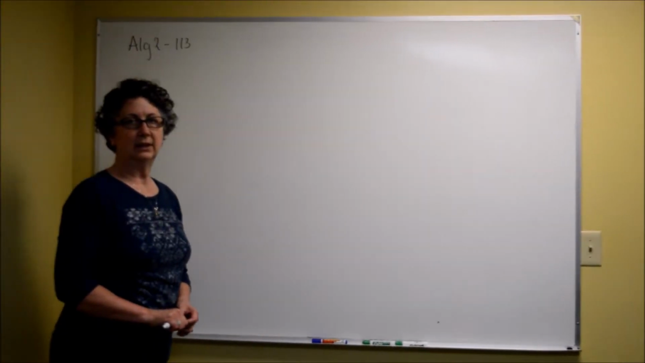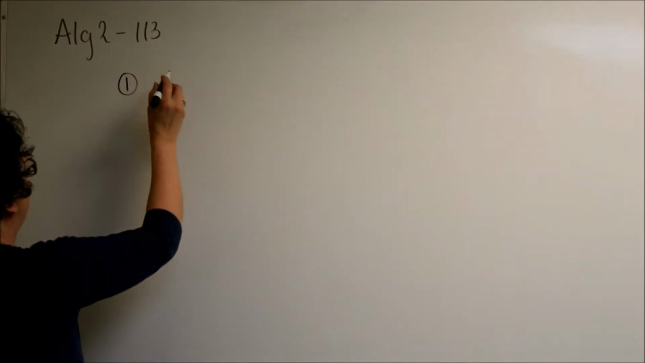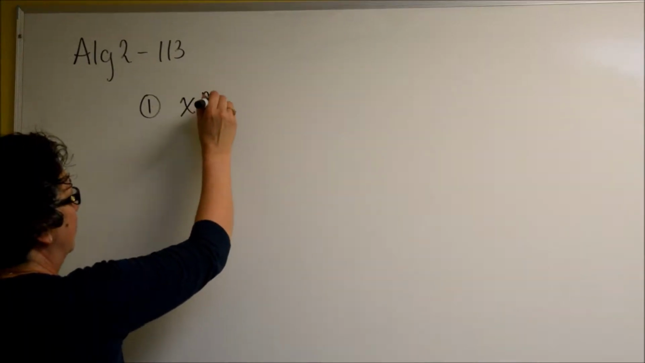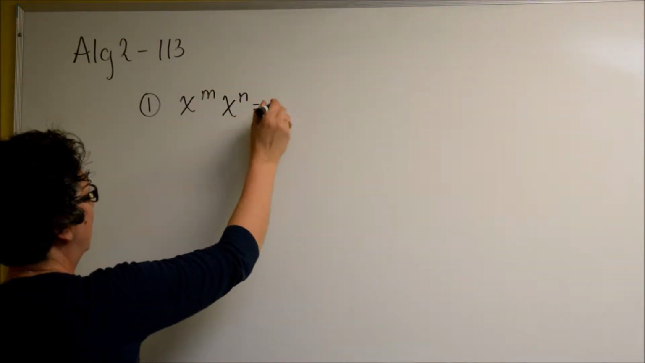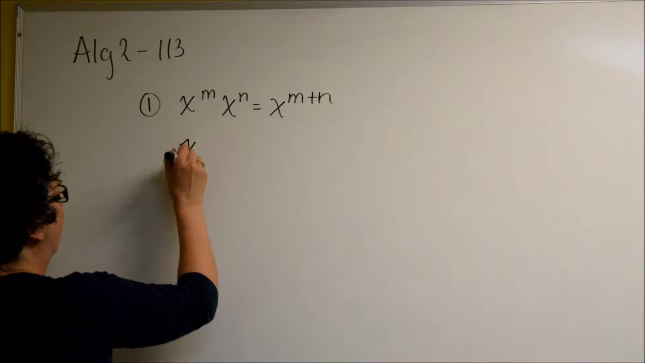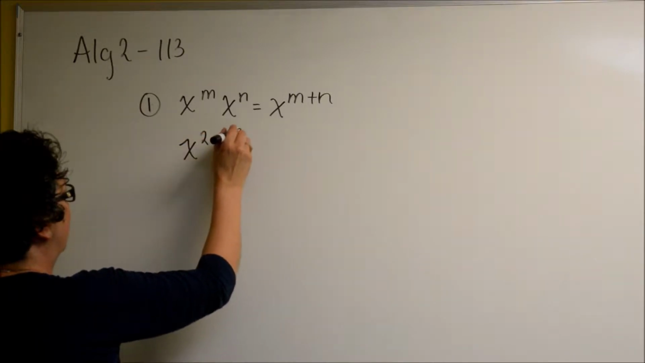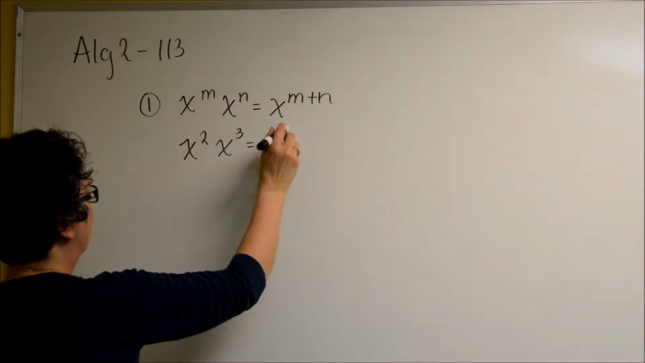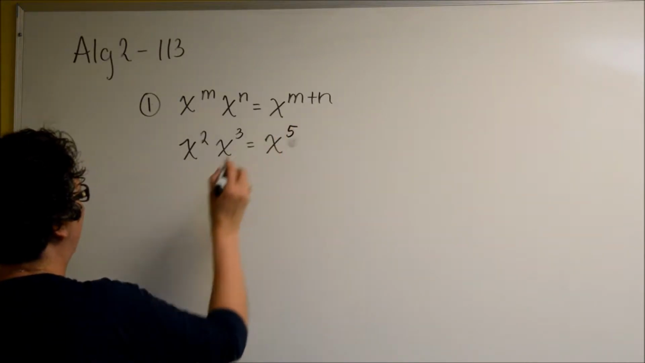Hello, this is Saxon Algebra 2, Lesson 113, and it is about logarithms and antilogs. Because they are so related, we're going to start with our laws of exponents, which you already have in your notes. The first law of exponents says if my bases are the same and I'm multiplying, I can add my exponents, such as x to the second power times x to the third power is x to the fifth power.